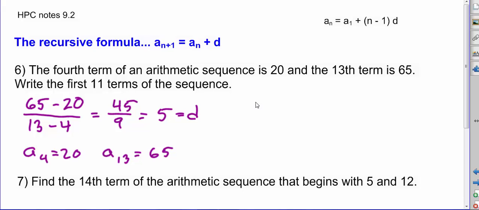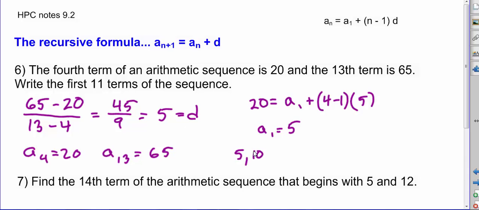I know that the fourth term is 20, so I'm going to use that formula that we see right up here. What I don't know this time is a sub 1. I know that n is 4 minus 1, and I know that the difference we found to be 5. So this would be 15. If you subtract 15, moving fairly quickly here, you see that a sub 1 is equal to 5. When you couple those two pieces of information, the a sub 1 and the common difference, we can make our list: 5, 10, 15, 20, 25, 30, and so on.